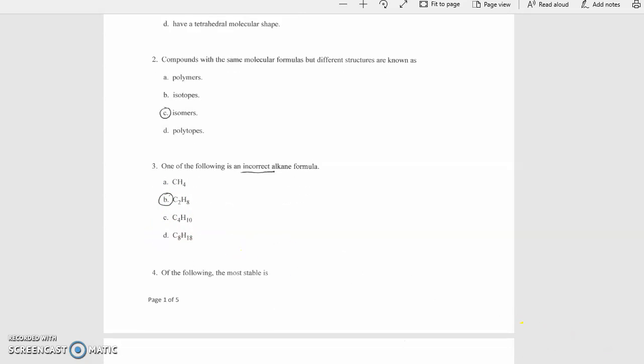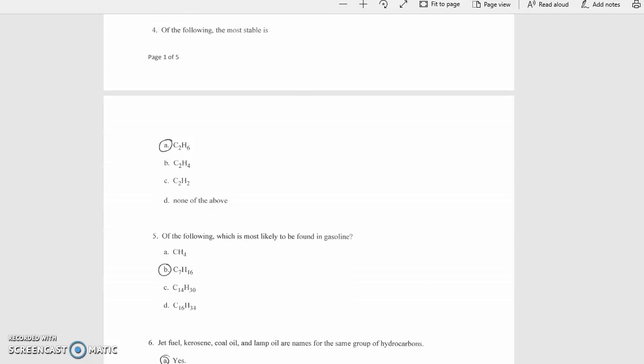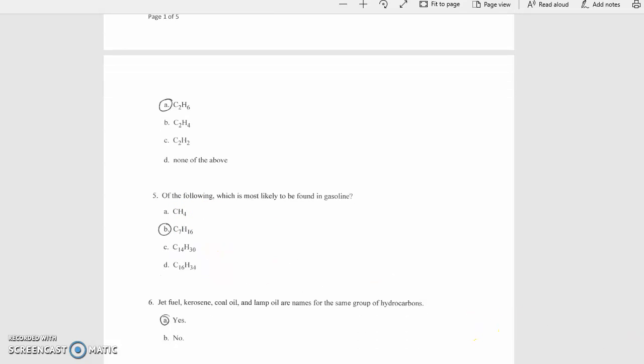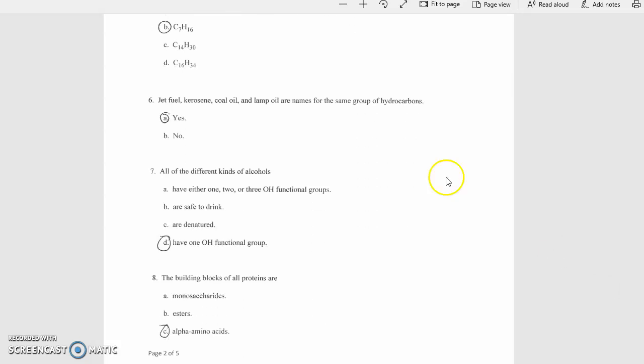And continuing on, the most stable: single bonds are more stable than double or triple bonds. The most likely found in gasoline is this one right here. Okay, that's C7, very close to the C8 for the octane. All of those are the same group of hydrocarbons, yes. This right here, different alcohols have one OH functional group. Building block of all proteins is alpha amino acids.